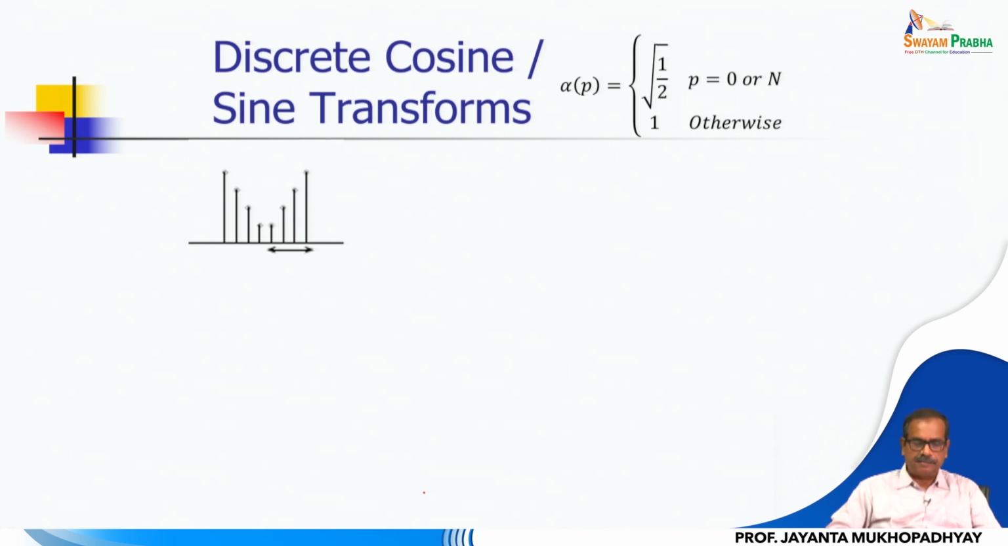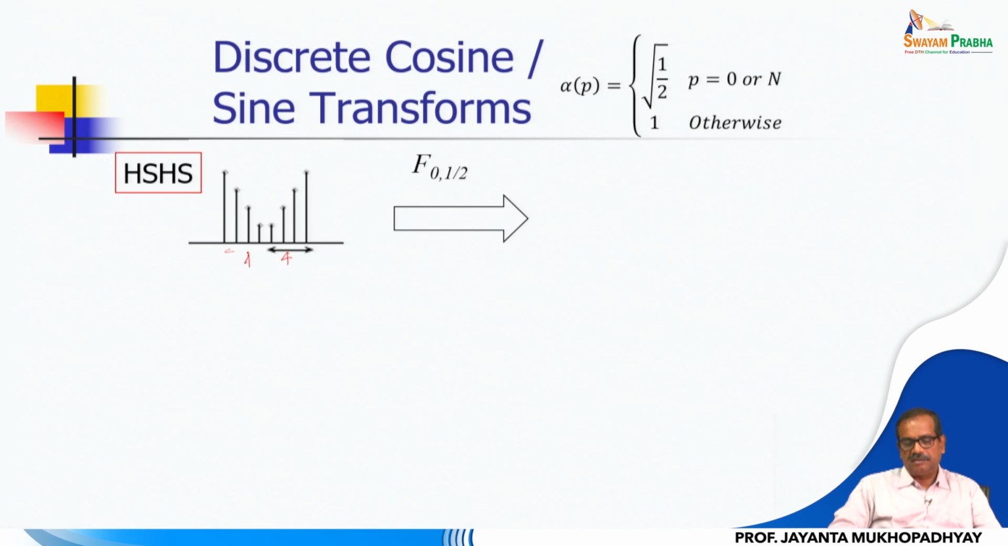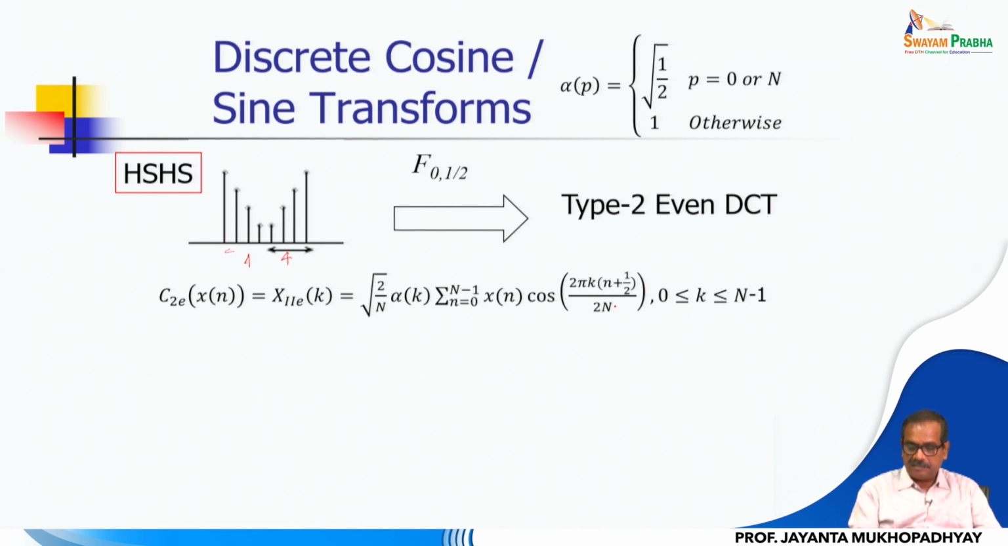So this is another example where you have half symmetry extension. There you can see that with this 4 base sequence, the actual length becomes, in this case also, 8. And if I use this odd-time discrete Fourier transform there, you get type 2 evenicity. Here also the period is twice n. So that is why it is called evenicity, and this is the expression for that.